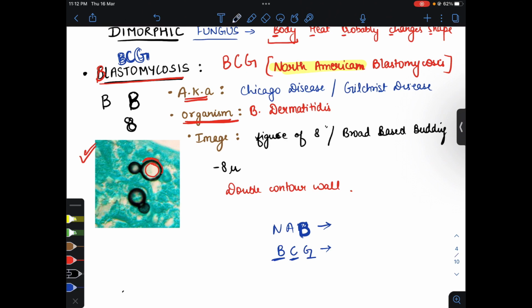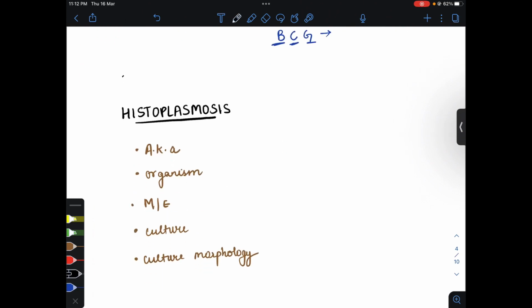Now the other fungus, that is histoplasma, like body heat. So H represents histoplasmosis. In histoplasmosis, the clinical features resemble TB features, and in TB we usually see a granuloma. So the clinical features are similar, and the caseating granuloma is also similar. So in histoplasmosis also we see the caseating granuloma.